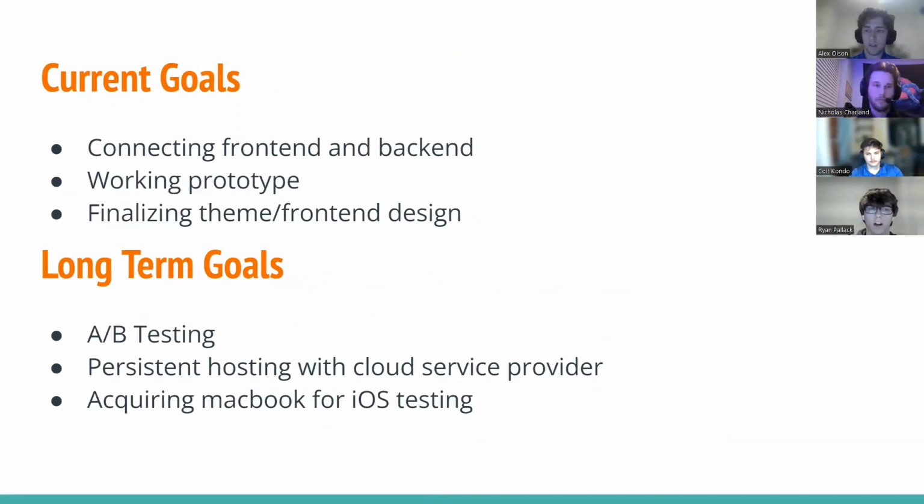So next up, we have our current goals. Right now we're working on connecting the front end and the back end because for testing, they're kind of separate and it's a little bit messy. Once we've connected the front end and back end, we're working on making a prototype. That way we can have something better to show, as well as finalizing the theme and front end design. For long-term goals, we're looking at some A/B testing. That way we get feedback on what works better and what's more appealing for a user, as well as looking for persistent hosting with a cloud service provider. And lastly, we're also looking for a MacBook for iOS testing.